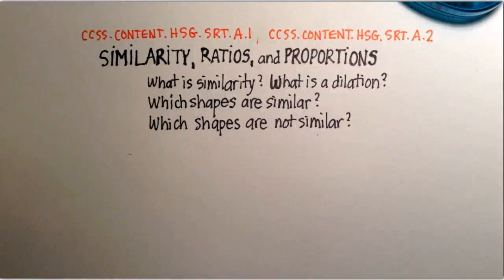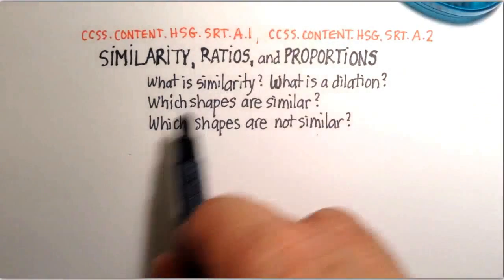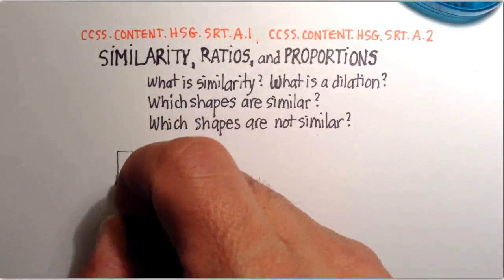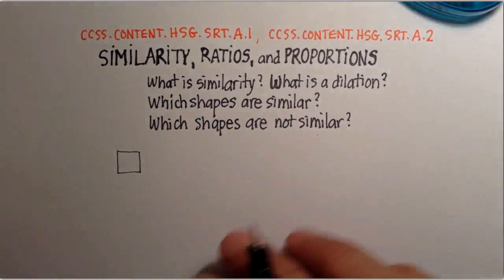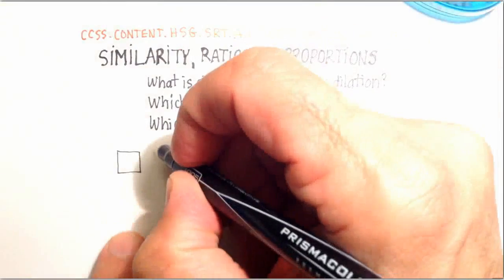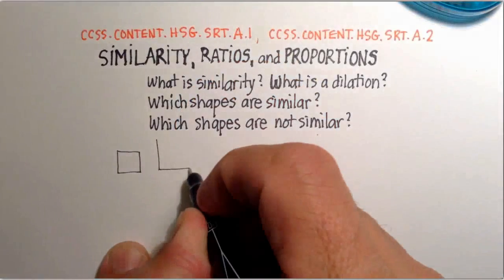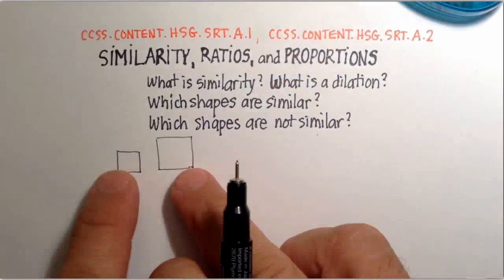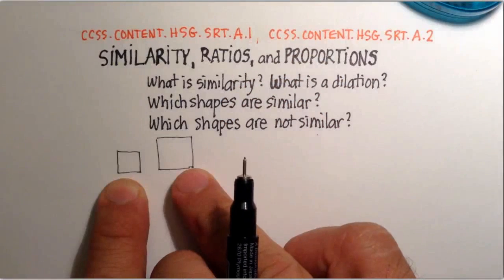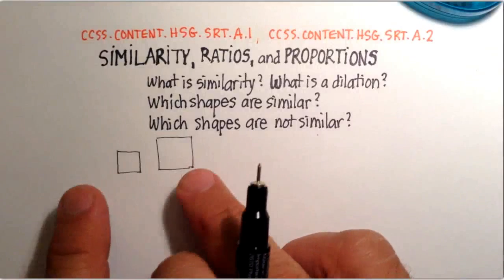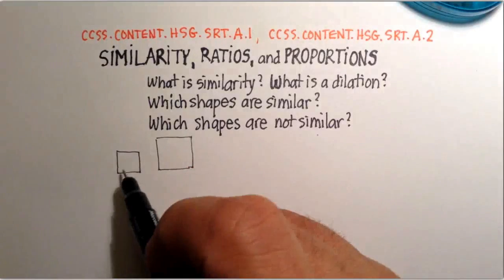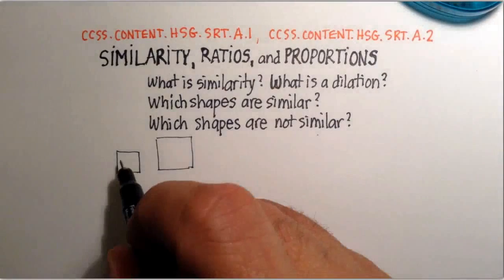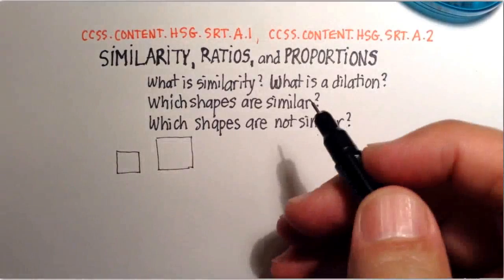What is similarity? Now, similarity in geometry means that you have two shapes. Let's just take, in polygons, a square, for example, and let's make it a little bit bigger. Two shapes are similar if they have the same shape, or if one is like a mirror image of the other. It doesn't say anything about how large it is, but the proportions remain the same, and that's where ratios and proportions come in.